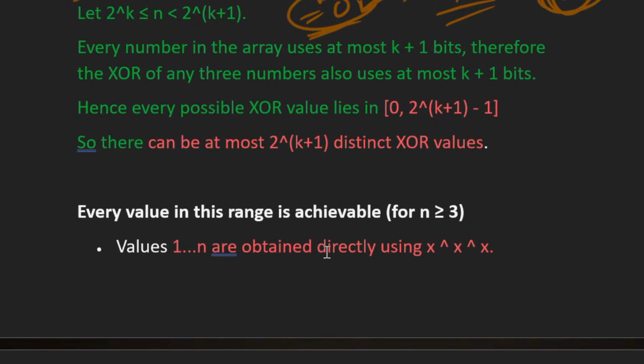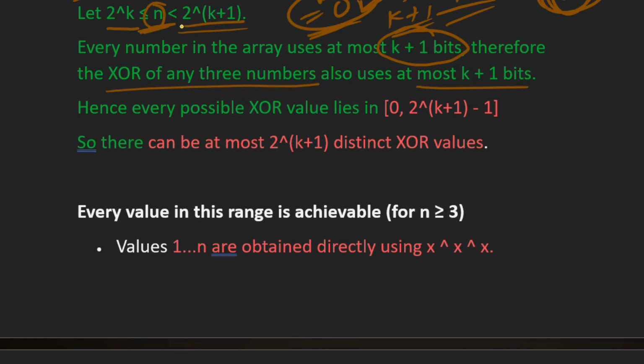Let's assume that our n value lies between 2^k and 2^(k+1), right? So our n is lying between 2^k and 2^(k+1). So every number in the array uses at most how many bits? It will use at most k plus 1 bits. So therefore the XOR of any three numbers will also use at most k plus 1 bits, right?